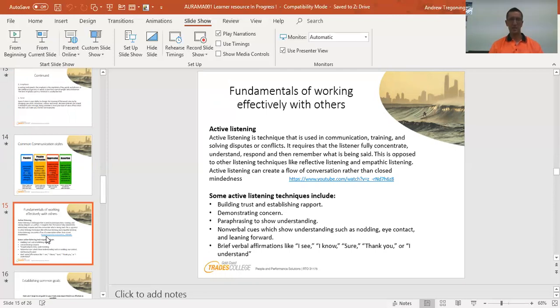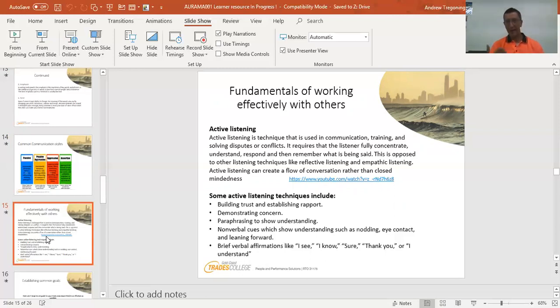Active listening can create a flow of conversation rather than closed-mindedness. So it's about being active, not just a listener. You're being a listener, but you're also assisting and helping to create a flow in communication. So flow means backwards and forward. Active listening is about being a little more active in your listening and asking simple questions to build trust and rapport. Some of those techniques are building trust and establishing rapport, demonstrating concern, and paraphrasing to show understanding.